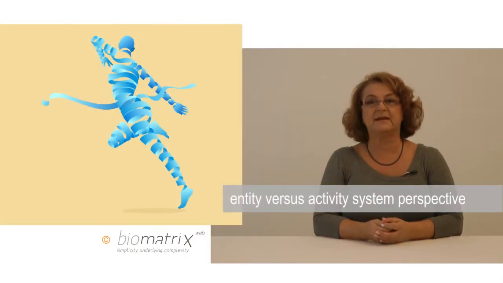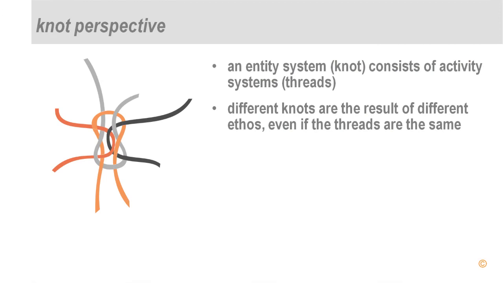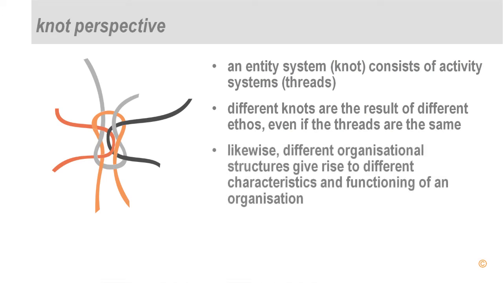The relevance of this is that the activity systems of an entity system can be very efficient in themselves, but if they are interfaced, interknotted in a not efficient way, then we will have outcomes at the level of the entity system which are not efficient. So, for example, an organizational structure, the silo structure of the industrial age, was a structure where there was very little communication between the different activity systems.